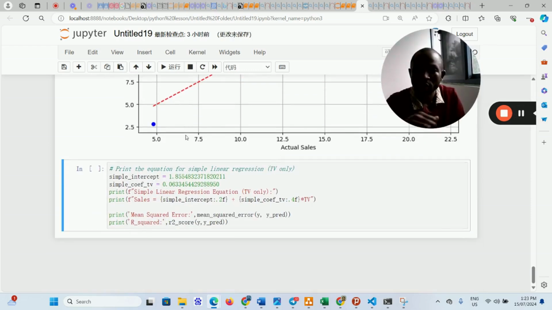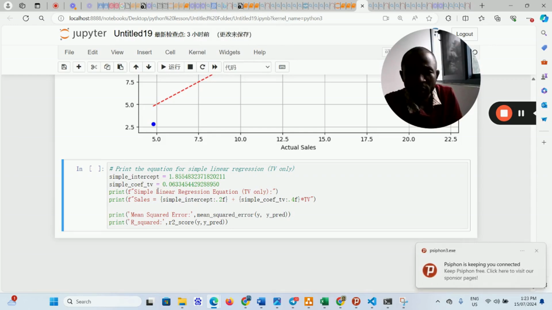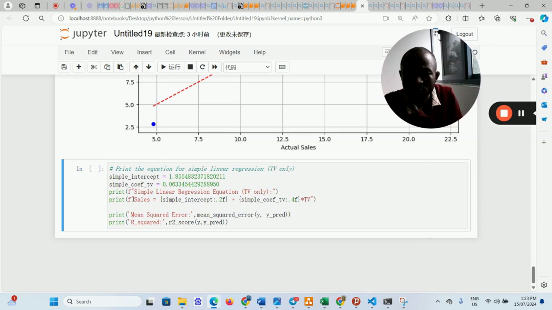So we need to bring in the equation of the simple linear regression. In this equation, we have the simple intercept. This is our intercept, which I have from above. The simple coefficient of TV, the advertisement using the TV, is 0.633. Now we have the simple linear regression equation.